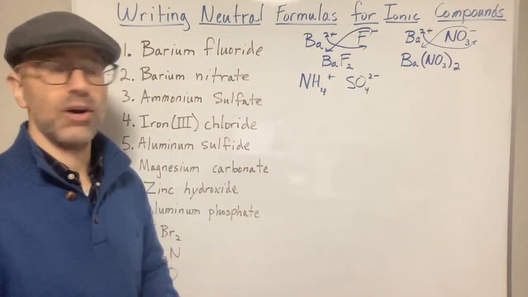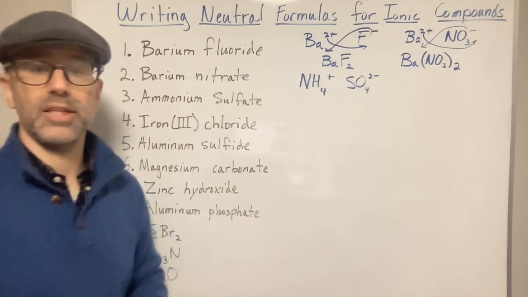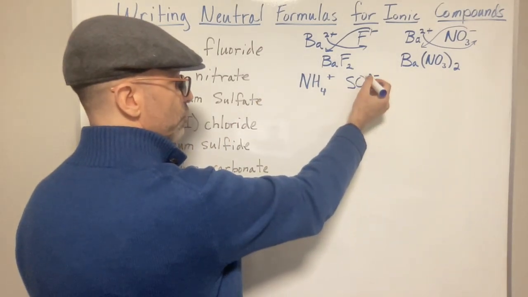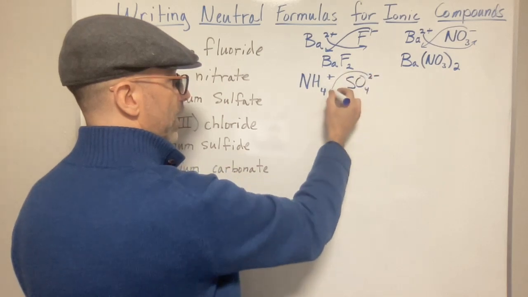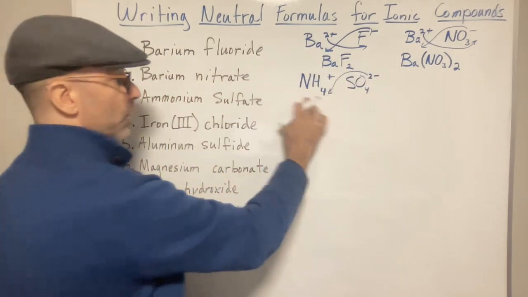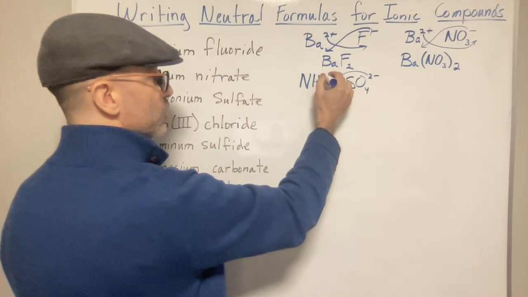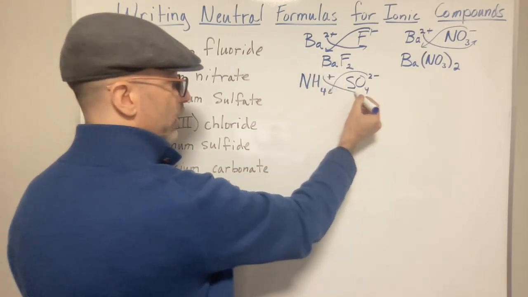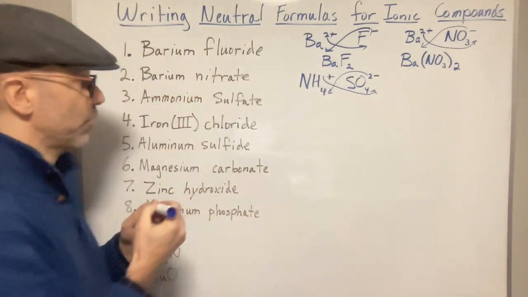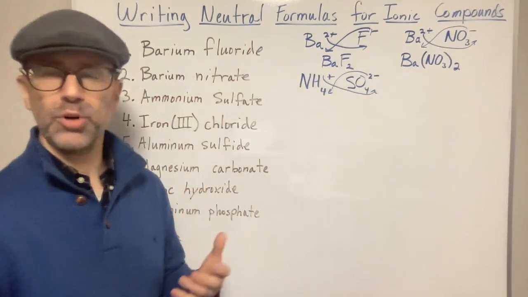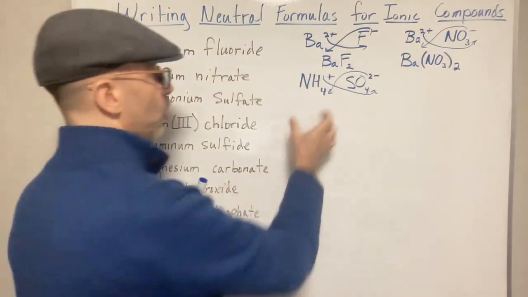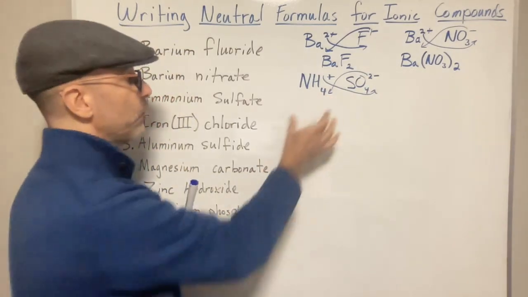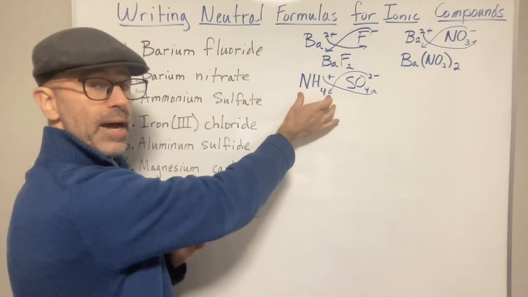And so now we do our crisscross method. We're going to take this number of the charge, the superscript, and we're going to write it as a subscript for the ammonium. And then we have this +1 charge here. So the 1 is going to be written as a subscript for the sulfate. Again, we don't write ones. So since we're going to have a 2 down here for the subscript, that means that we need 2 of our ammonium ions.